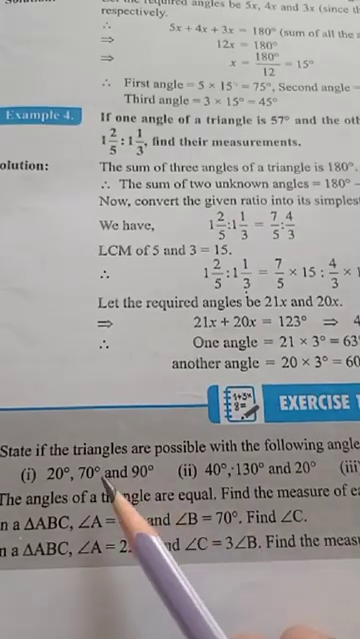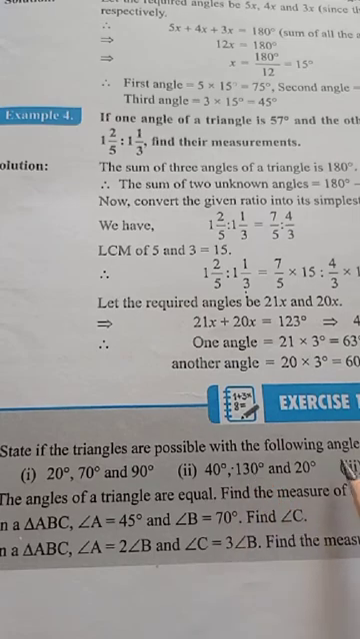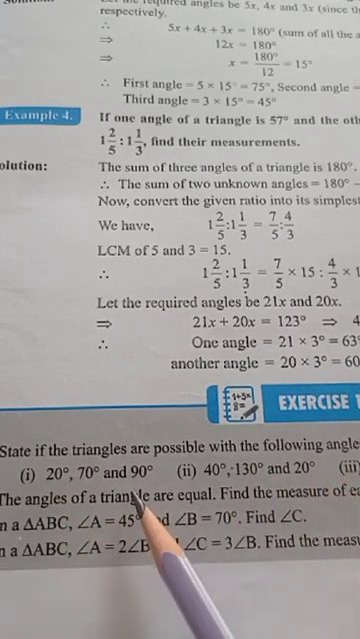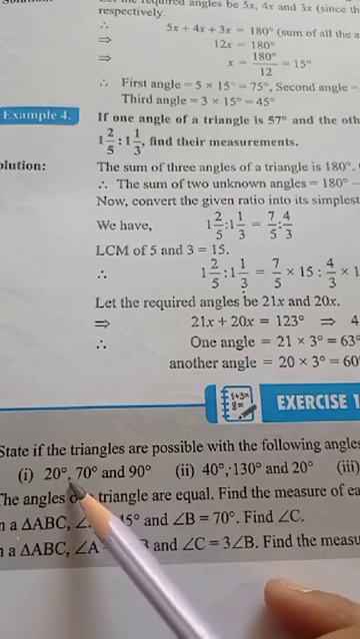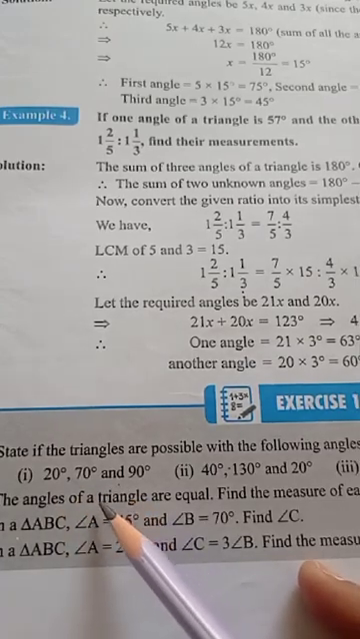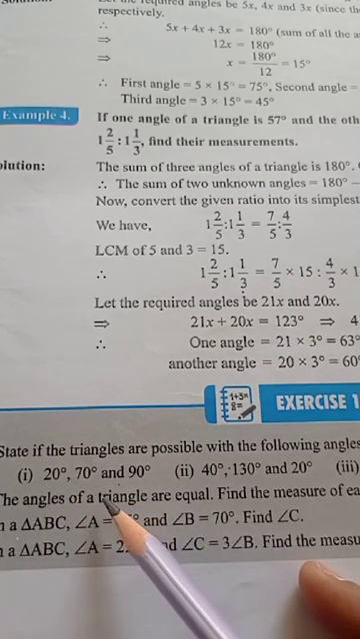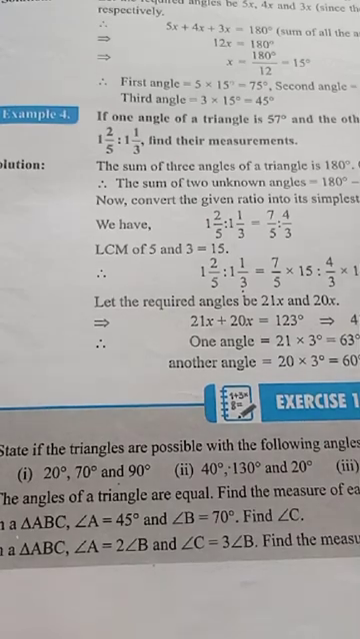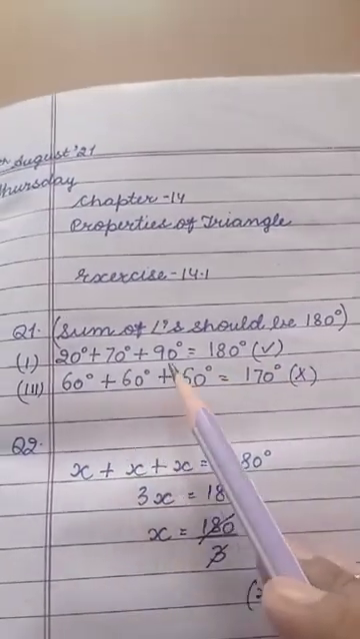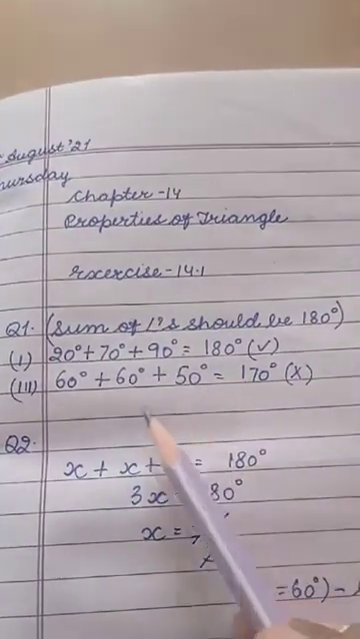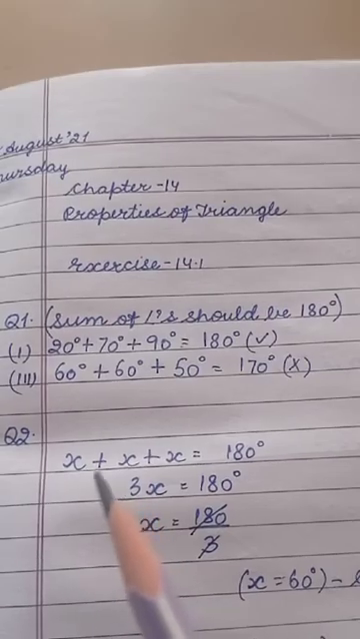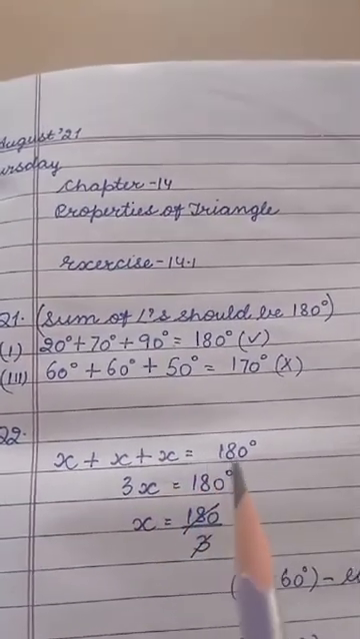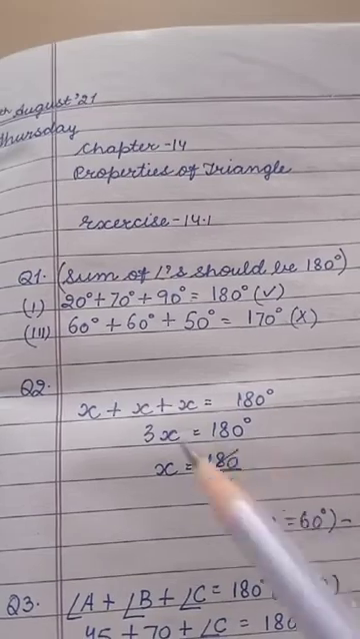First question is, state if the triangles are possible with the following angles. See, these angles are given. So children, what we will do in this case, we will add up all the angles. If the sum of all angles is 180 degrees, then the triangle is possible, otherwise not. Because this is the angle sum property of a triangle, that the sum of all the angles is equal to 180 degrees. So this way you have to add the angles. In the first case the sum is 180 and in the second case it is not 180, so the triangle is not possible.